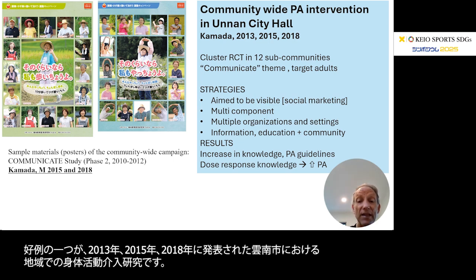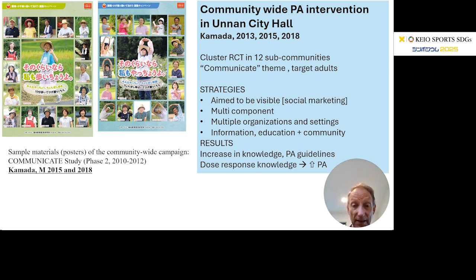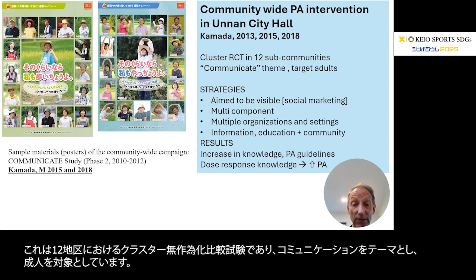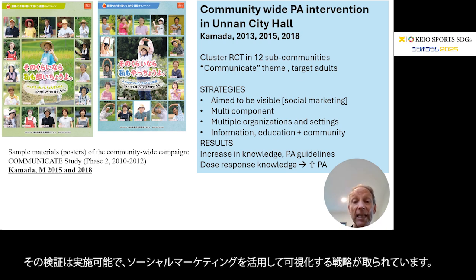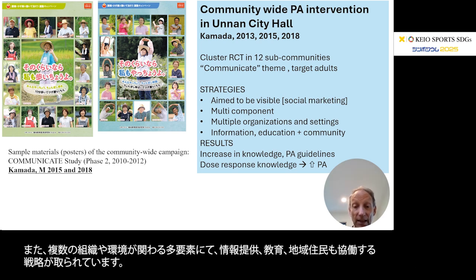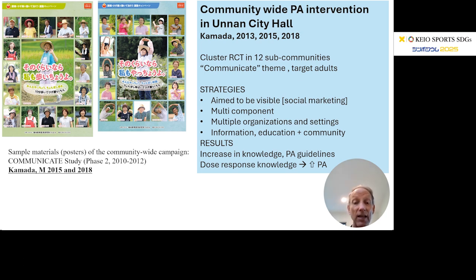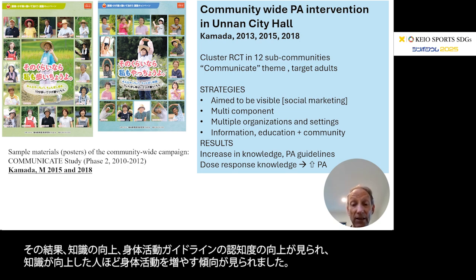One good example is the community-wide physical activity intervention in Unan City Hall, which Kamada has published in 2013, 2015, and 2018. This is a cluster randomized controlled trial in 12 districts and has the theme of communicate and targets adults. It's testing can this work and has strategies to be visible using social marketing. It's multi-component, involves multiple organizations and settings, and has the strategies of providing information, education, and engaging with the community. The results showed an increase in knowledge, increase in awareness of the physical activity guidelines, and those who increased their knowledge were more likely to increase their physical activity.